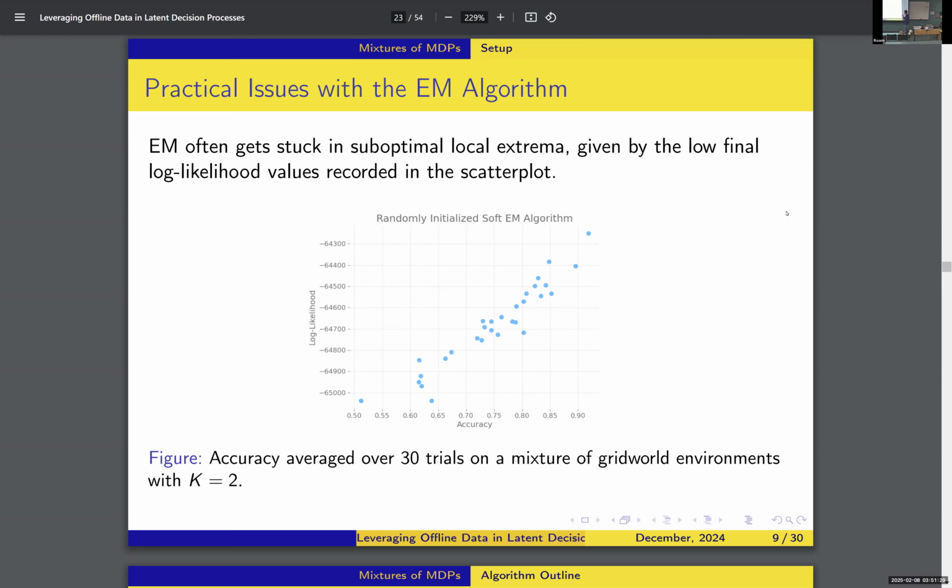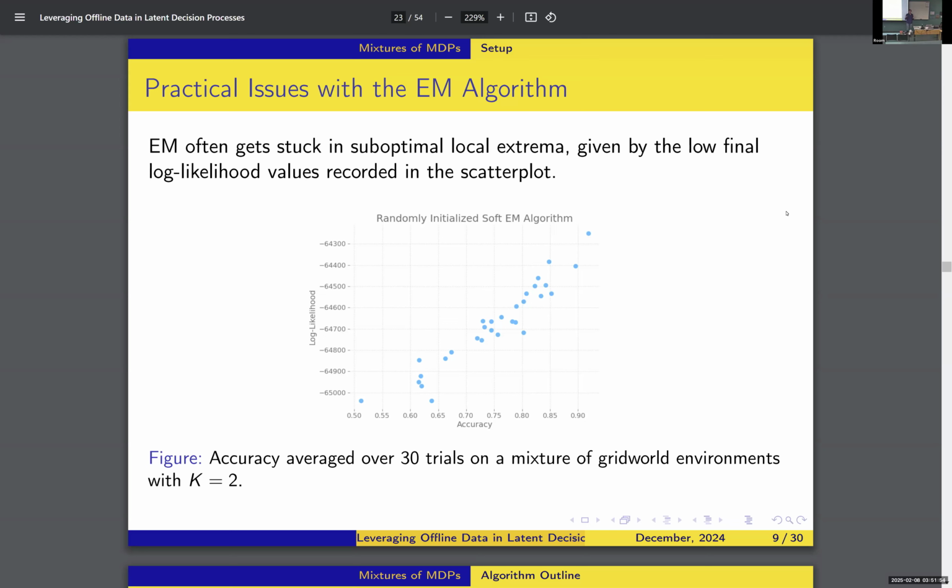So when you generate trajectories from this and you use the EM algorithm to cluster these trajectories, your accuracy is all over the place. And you can tell from the log likelihoods that it is actually getting stuck in local extrema. It's not just that the accuracy is all over the place for some unexplained reason. It's a standard problem of the EM algorithm getting stuck in local extrema.